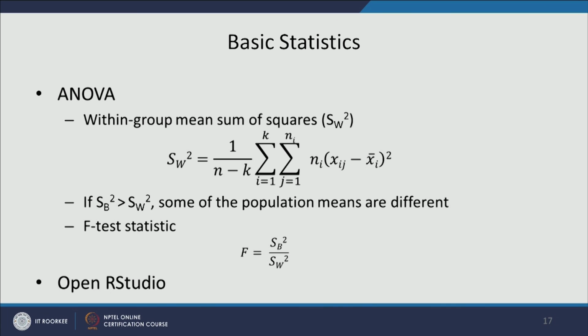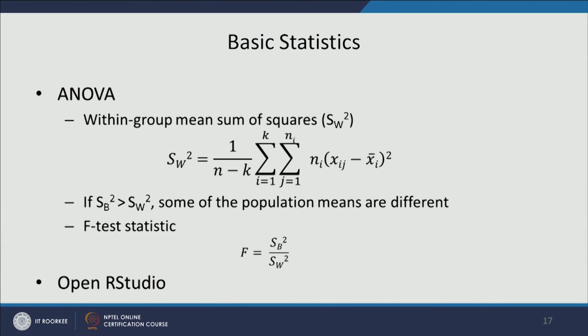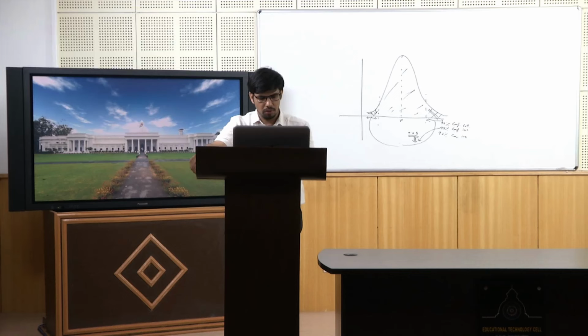If SB square is greater than SW square, then we can say that some of the population means are different. So therefore the null hypothesis would be rejected in this case. This is done using the F test statistic. Generally we can use this formula, F equals SB square divided by SW square, and the F test statistic is used to find out whether the null hypothesis is accepted or rejected. So let's go through a small example for ANOVA.